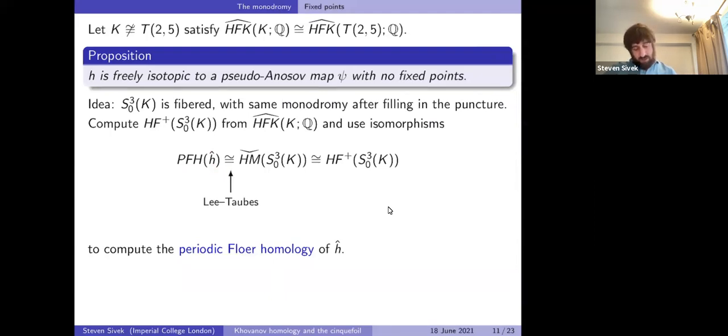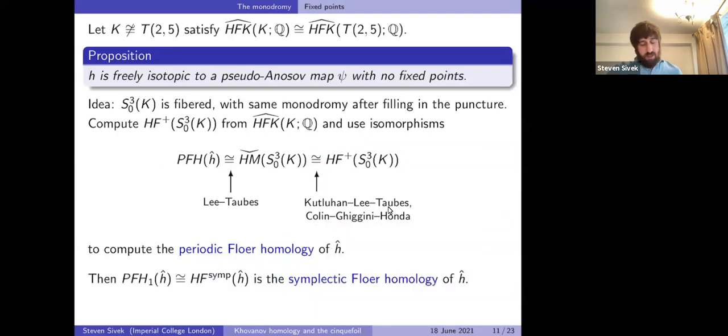And so these isomorphisms, because I should give people credit for probably 1,000 pages of work or something, Lee and Taubes proved that periodic Floer homology looks like monopole Floer homology. And then several teams of people related that to HF+. There's Kutluhan, Lee, and Taubes, and there's also Colin, Ghiggini, and Honda, if maybe you add in work of Taubes as well. But there's a lot hiding in these isomorphisms. And the point is that just a very small portion of the periodic Floer homology is really the symplectic Floer homology as studied by Seidel and others of that monodromy of this closed genus 2 surface.